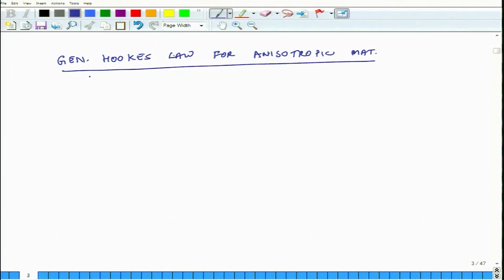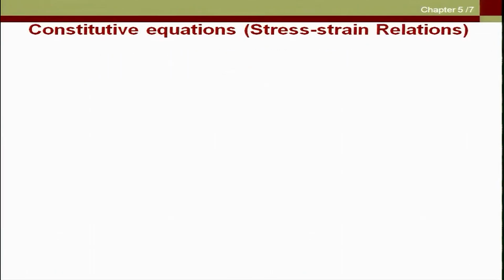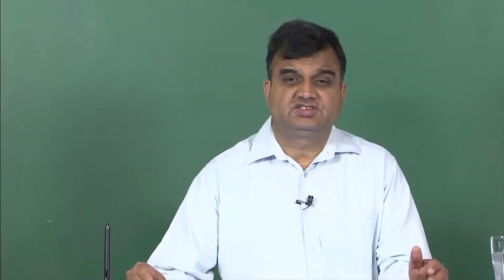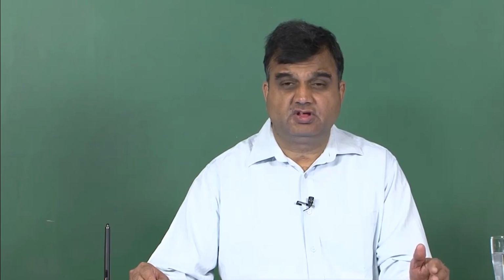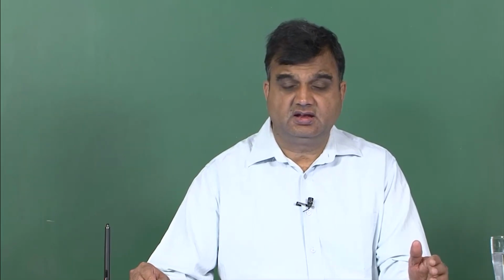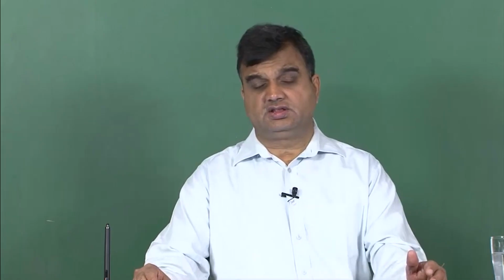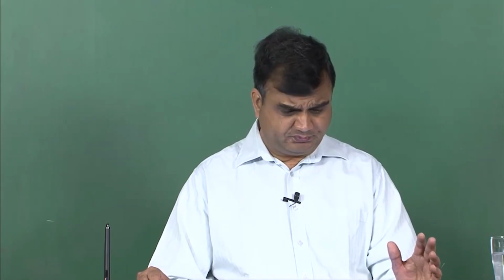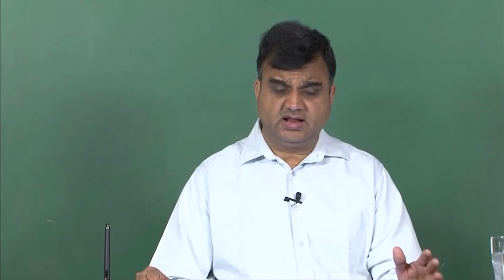So, before we look at it, let us define our axis system. What are our 1, 2, 3 axes? With respect to the axis system, we will also have a consistent way of specifying stresses and strains. Using such a system, we will then generate a generalized Hooke's law for anisotropic materials. Okay.